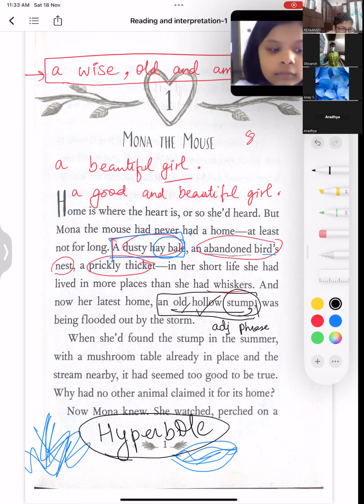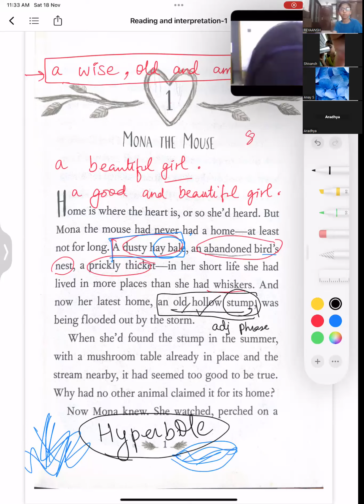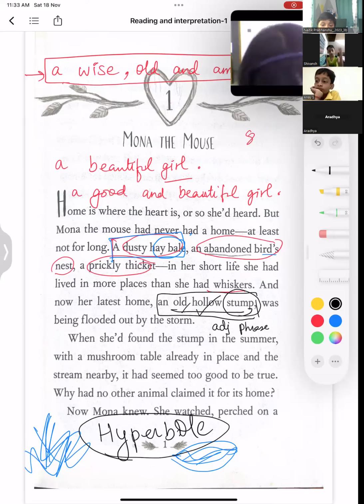And now, her latest home is an old hollow stump. अब मुझे नहीं पता stump क्या हो सकता है. Stump can be a hollow place under the earth somewhere, or because now I can associate stump with wicket, and when the cricketers have to actually install the wicket in the ground, we call it a stump, right? But they have to dig the surface of earth. So that's how I am associating the word, even though I don't know the meaning. You have to link it from something or the other.